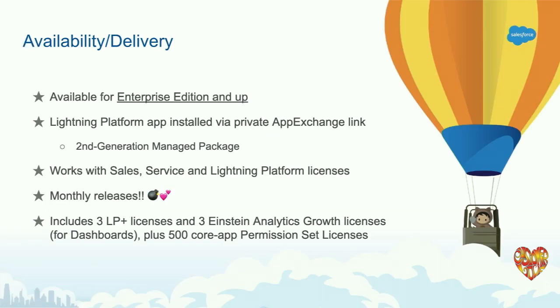Okay, this is maybe more of the geeky part for the admins and people that would actually be installing and helping to configure Sustainability Cloud for your sustainability teams. It's available for Enterprise Edition and up, so Enterprise, Unlimited, and Performance Editions. It is a managed package installed via the App Exchange. I was going to ask the question, what is the commonality between Data Mask and Sustainability Cloud? The answer is absolutely nothing, except they're both managed packages and they're installed from the App Exchange.